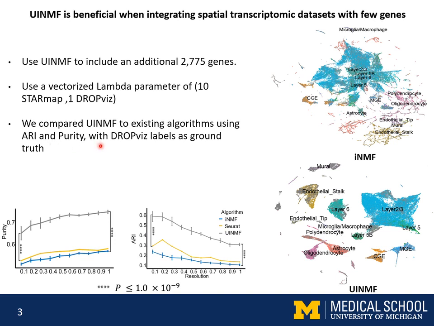To quantitatively prove that our method was beneficial to the integration, we compared UINMF to existing algorithms using ARI and purity scores. We used the Drop-seq single-cell RNA sequencing data as ground truth because this was high enough quality that it could typically be used for cellular annotation. And you can see that in the results, our method is statistically significant over both Seurat and our existing iNMF method.